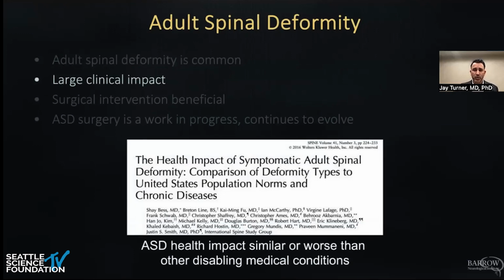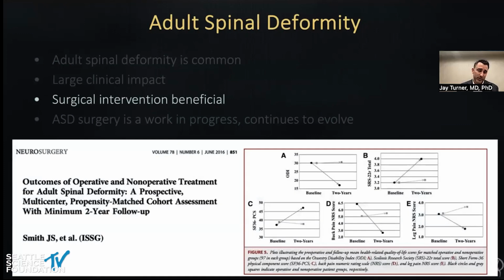Deformity has an enormous clinical impact, and that's been demonstrated through a variety of quality of life studies. This was a nice one Shay Bess and ISSG put together, comparing adult deformity to other disabling chronic conditions, and demonstrated that deformity has a similar impact to conditions such as cancer and patients with limited use of arms and legs. So it's really a majorly disabling condition, and it's of interest to us as surgeons because surgery seems to help.